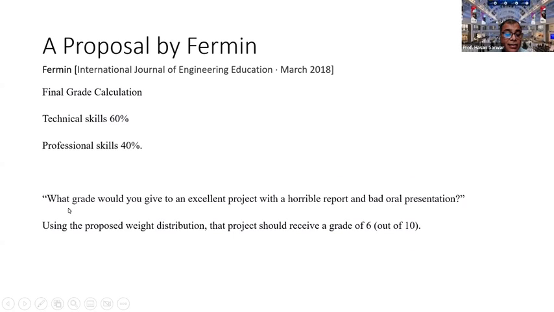So they are saying, if someone asks what grade would you give to an excellent project with a horrible report and bad oral presentation, using the proposed weight distribution, that project should receive a grade of 6, because they have very good technical skill, but they are very poor in professional skill. So on the professional skill side, out of 10, they'll get a 0, and here they will get 6 out of 10. So they receive a grade of 6. So if it is still good in technical skills, due to poor professional skills, they will not get full marks.